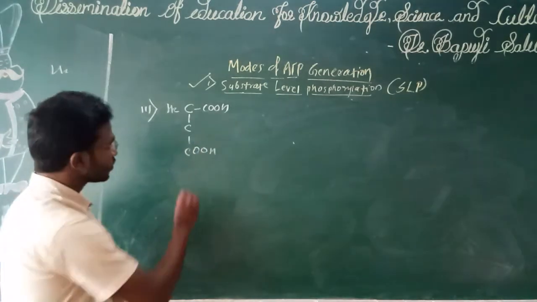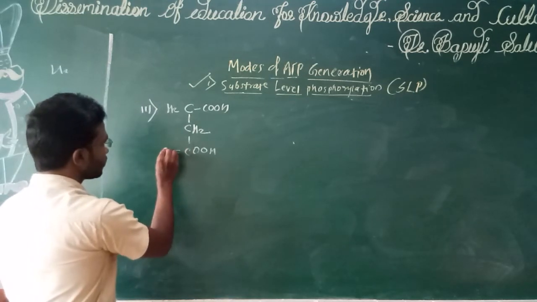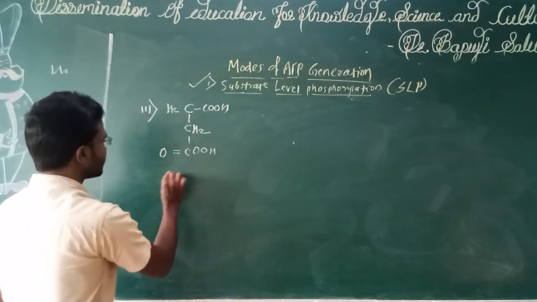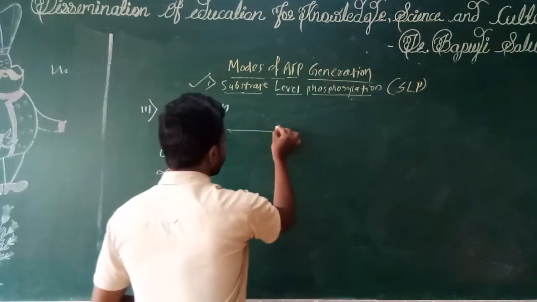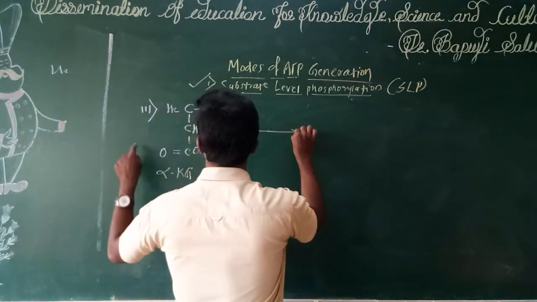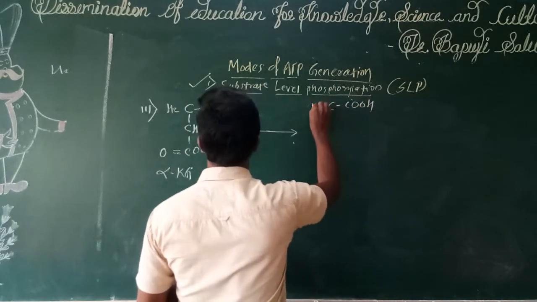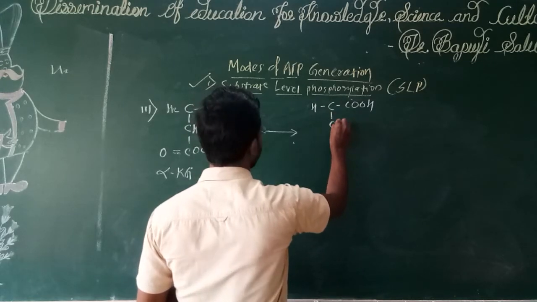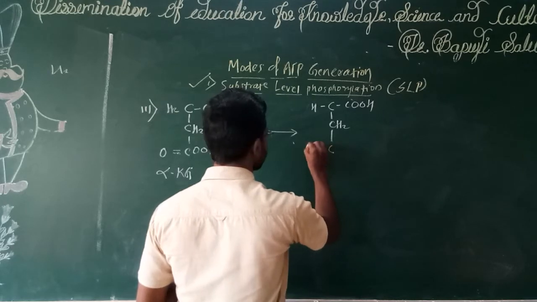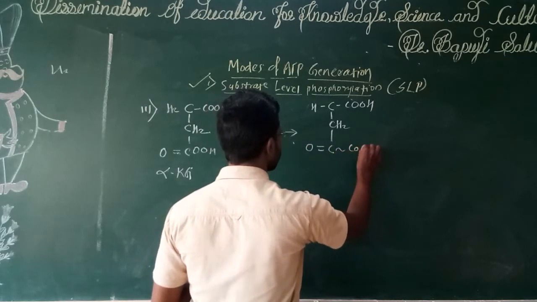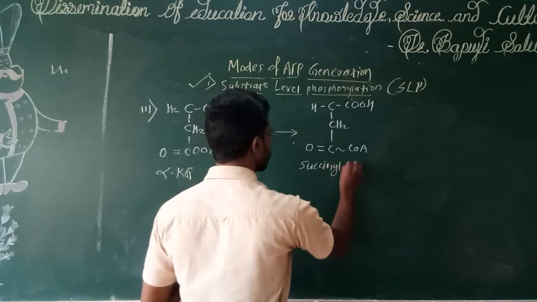Alpha ketoglutarate to succinate. This is a structure of alpha ketoglutarate. This alpha ketoglutarate undergoes oxidative decarboxylation and that forms succinyl-CoA. This is succinyl-CoA.